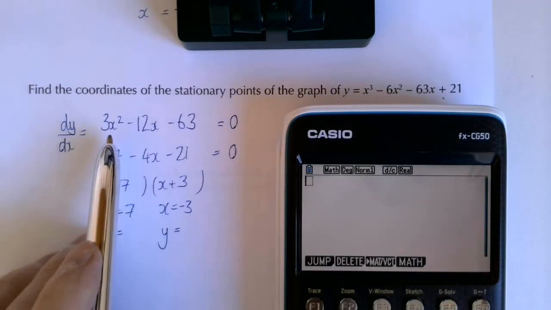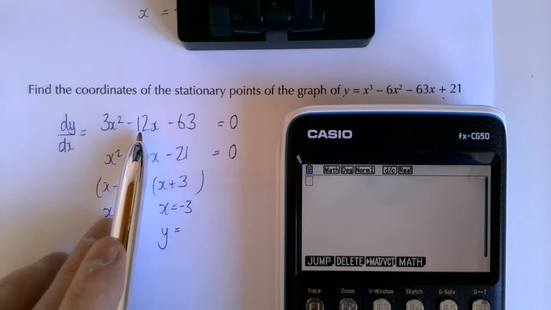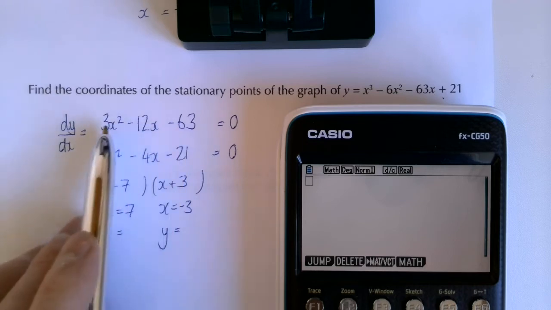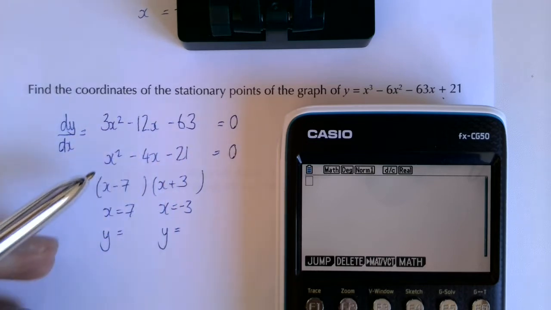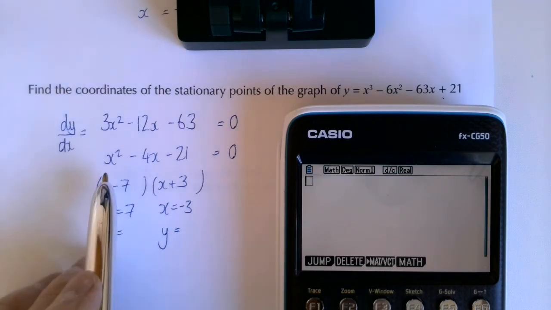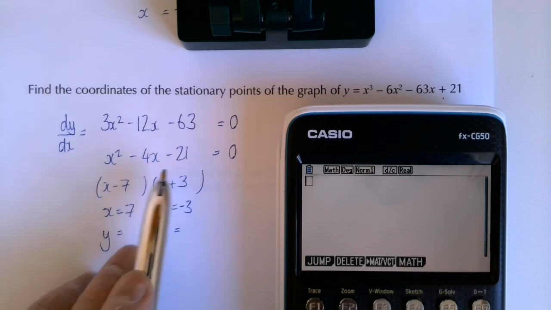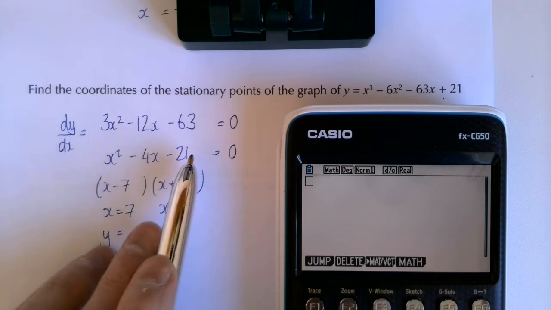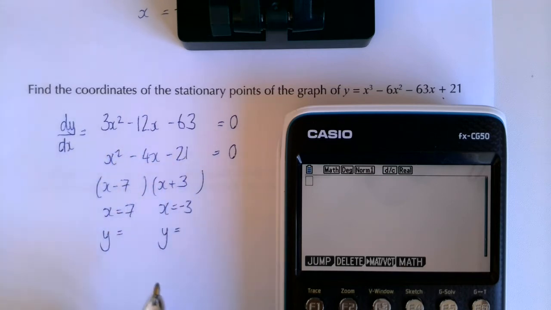So I get 3x squared minus 12x minus 63. Could have gone with the calculator. I don't know, I was feeling quite sprightly, so I solved it old school. Noted I could divide everything by 3, and then I just spotted, I was about to use my calculator at that point, but then I just spotted it was one that factorised quite nicely. So I've got my 2 x values, and I'm just going to work out my y values.